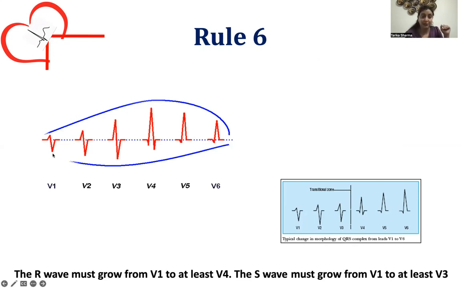Now you will see the S wave. This is your S wave. S wave is a small wave here compared to V2. V3 में और बड़ी है वो and V4 में वो छोटी हो गई, right? So from V1 to V3 there is a progressive increase in the amplitude of your S wave, which is normal. So as per rule number 6, there is a progressive increase in the R wave from V1 to V4. And there is a progressive increase in the S wave from V1 to V3. And these leads are your precordial leads or the chest leads.